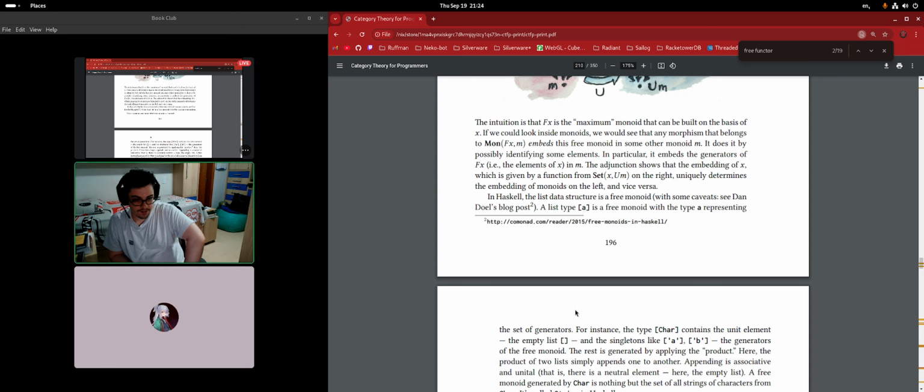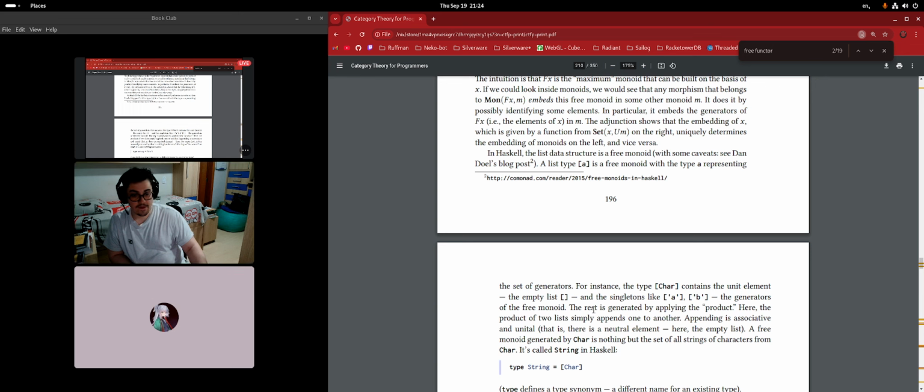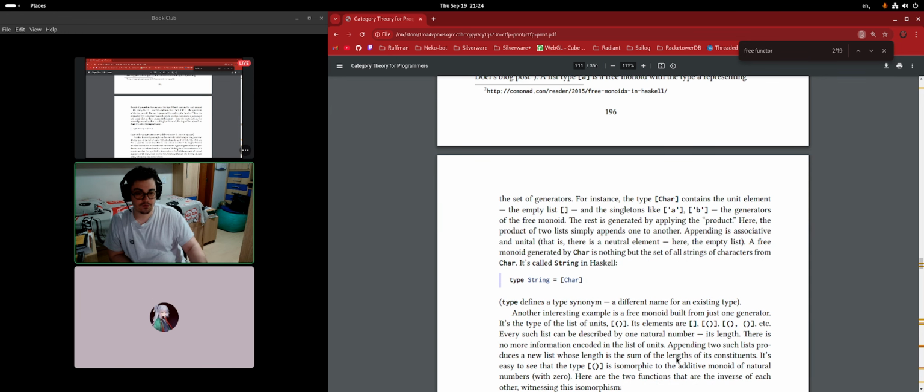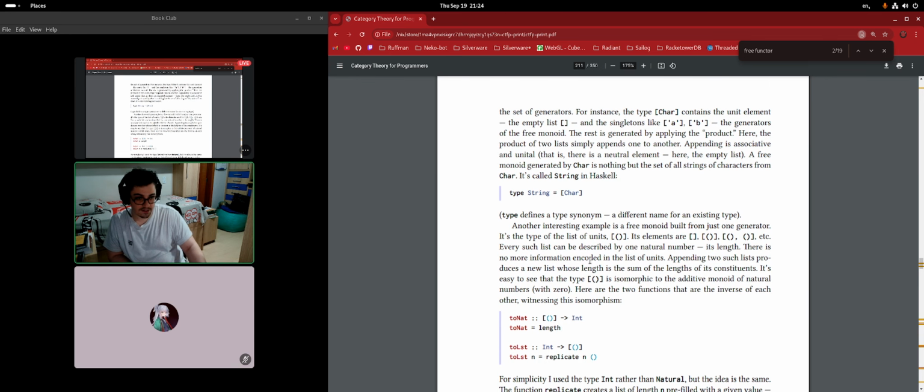For instance, the type char, list of char, contains the unit element, which is the empty list, and singletons like this one, generators of the free monoid. The rest is generated by applying the product, in quotes. Here, the product of two lists simply appends one to the other. Appending is associative, and there is a neutral unit element. A free monoid generated by char is nothing but the set of all strings of characters from char. It's called string in Haskell, and that makes kind of sense.